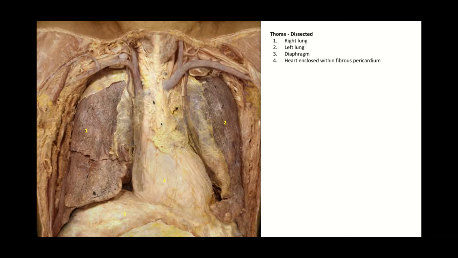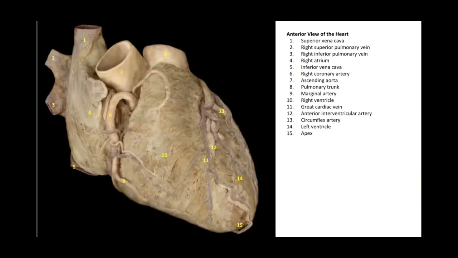This is the real heart. In this real heart, you can see, this is the anterior view and most right side of the heart. You can see number 8 as the pulmonary trunk and number 7 as the aorta. You have number 4 as the right atrium and number 10 as the right ventricle. You have number 15. This is the apex of the heart. And here you can see anterior interventricular sulcus.